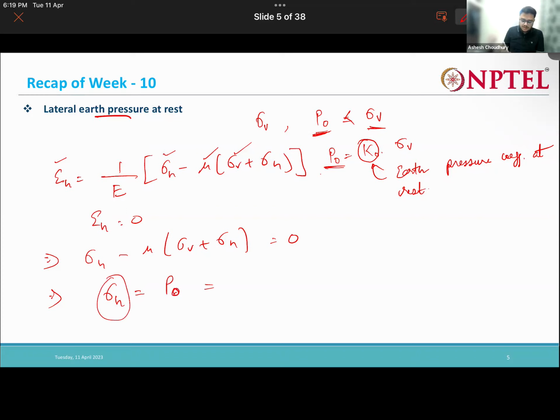Earth pressure at rest, right? Lateral earth pressure at rest is equal to K naught into sigma v, where this K naught is the coefficient of earth pressure at rest.